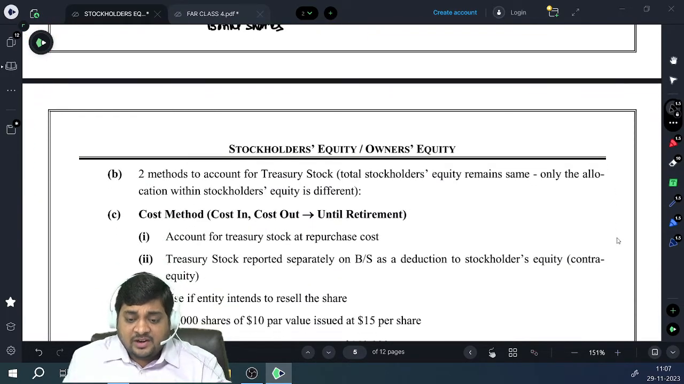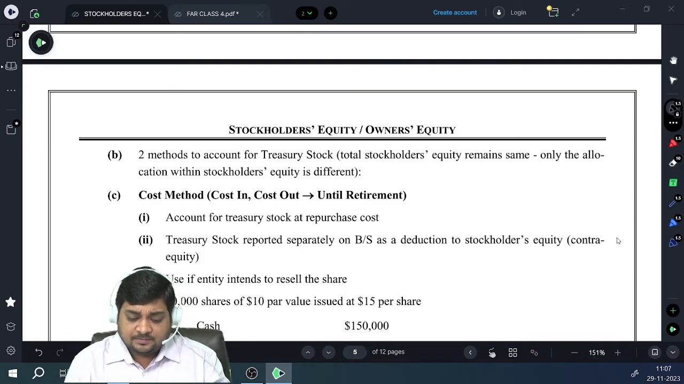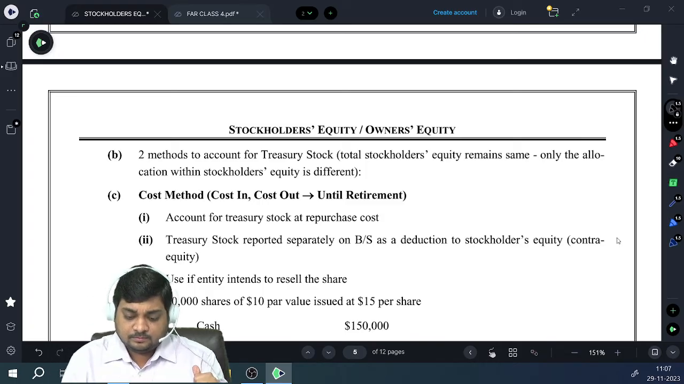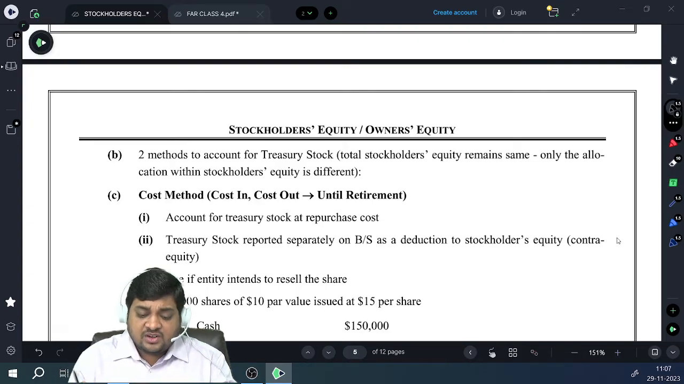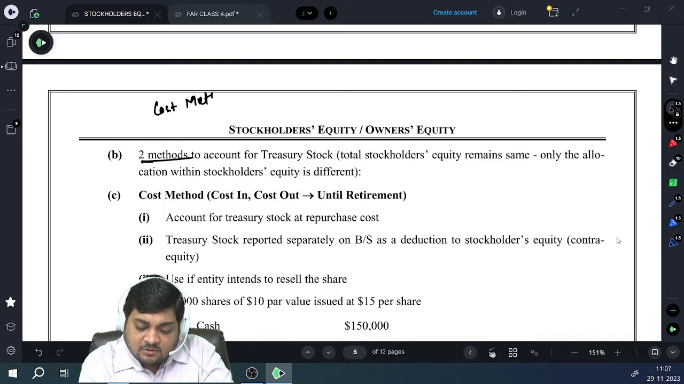Now when you do the accounting entry for treasury stock, there are two methods. One is the cost method, right? And another is the par value method. So first we will deal with the cost method.